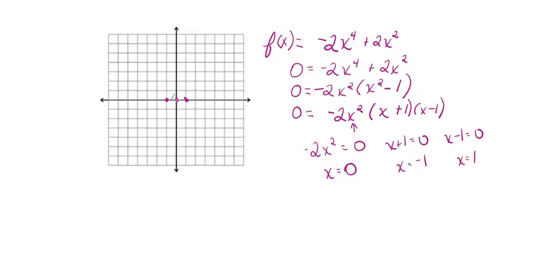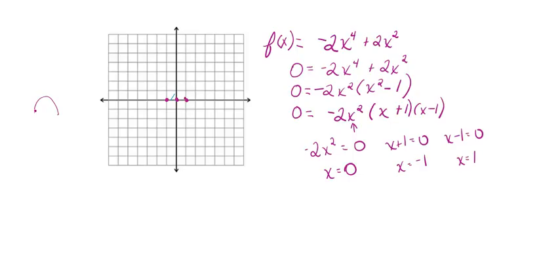I also know that this is an even-powered function. So that means that it's either going to open up or open down. But my leading coefficient is -2, so that means it's going to open down. So in other words, it's going to behave like a parabola. But I can have some relative maximum or minimum points in the middle here. It crosses the x-axis 3 times.